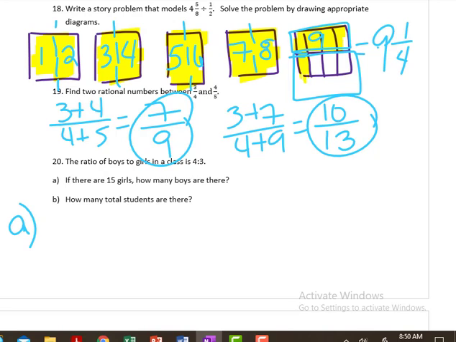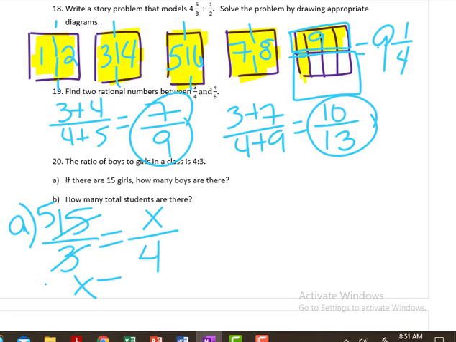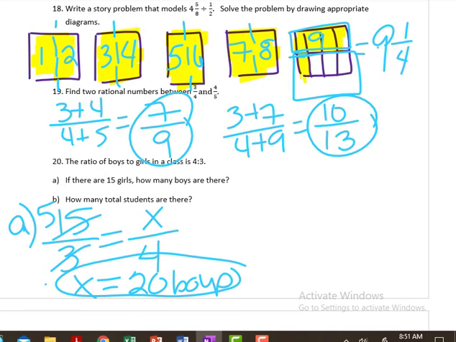Now, since we know there are 15 girls and you want to know how many boys there are, we will say that 15 girls is to 3 girls as X boys is to 4 boys. With the proportion, we can cross multiply, or actually multiply both sides by 4. Notice that we can simplify the fraction. And so X would end up equaling 20 boys. That would be the answer to A, which means with B, asking total students, there would be 35 total students.